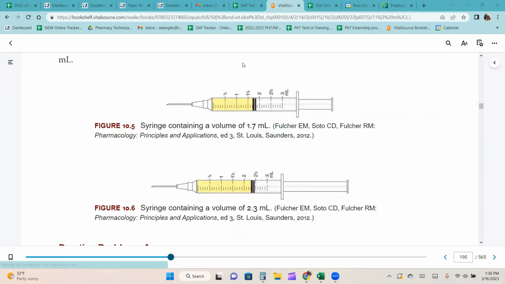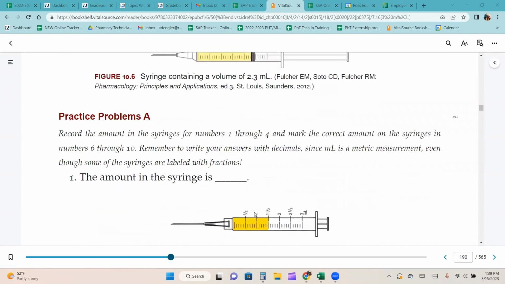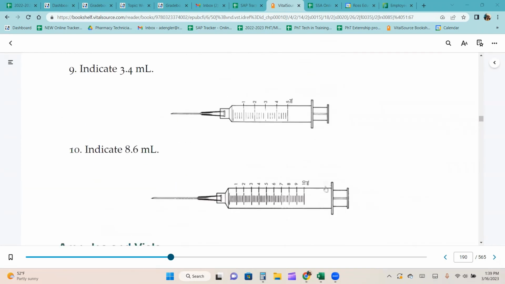All right, so then we have this syringe here with 1.7 ml and this one with 2.3. All right, we'll skip past practice problems A.